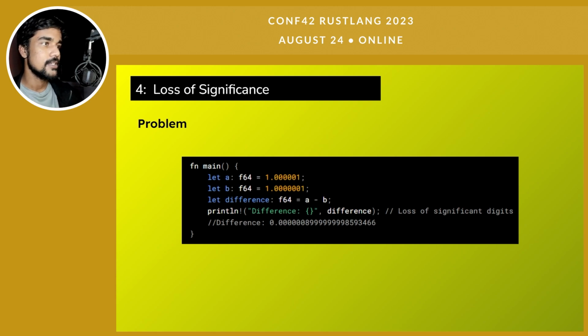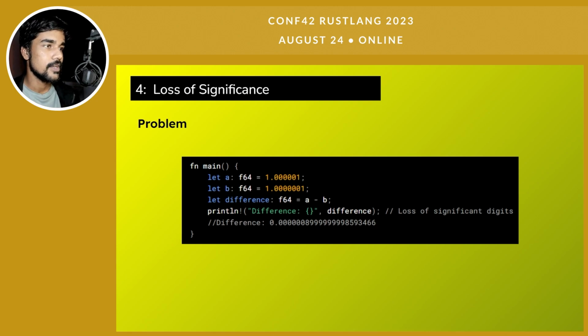Here's an example illustrating this. We have two numbers which are quite close to each other, like the difference is not huge, but what you will see in the output here is that the difference will be something like 0.000899999 or so. So again, it won't be direct and very precise.